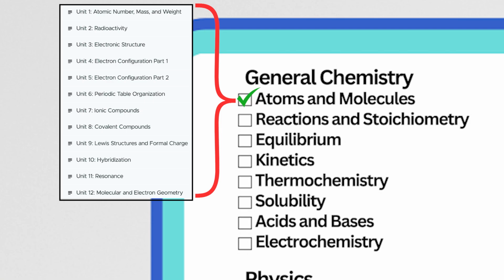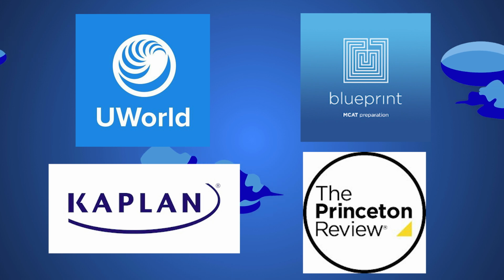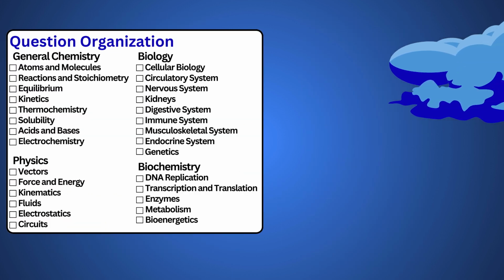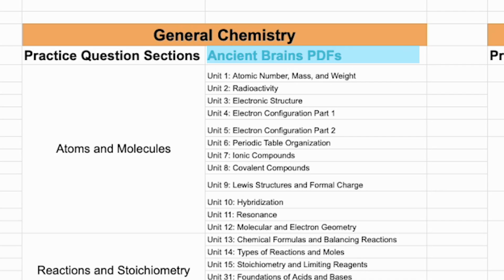To create a plan for this approach, you need to first find a source of practice questions, and here are a few of the more popular options. After you've picked one, look at how it's organized and compare it to how your content resource organizes its information. If you're using the same company for both practice questions and content, the organization is probably the same. If you're using different sources for the two, then you need to create a document that shows how the chapters from your content resource line up with the sections in your practice question resource.